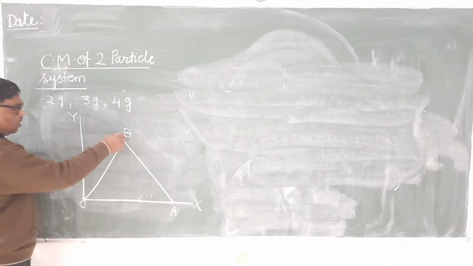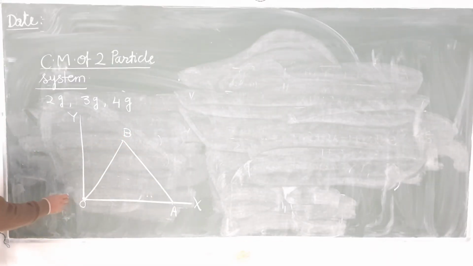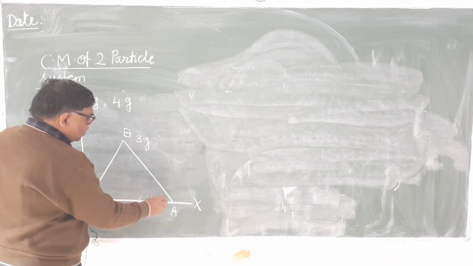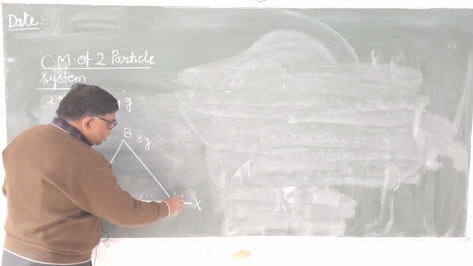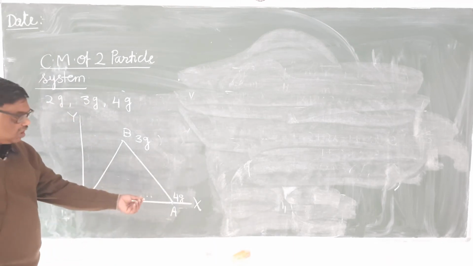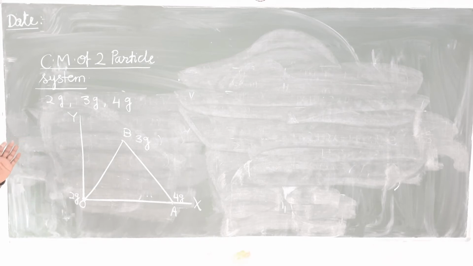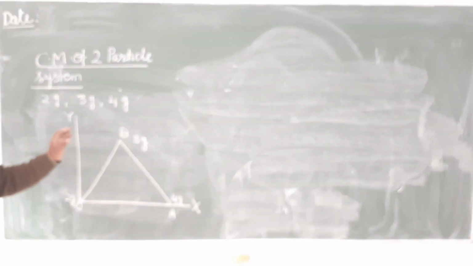It is clear that you can name as B. Here the particle situated at the origin we have assumed 2 gram, the one situated here we can assume 3 gram, and here 4 gram. If we change the position, you take 2 gram here, 4 gram here and 3 gram here, what will happen? Only the relative position will remain the same.